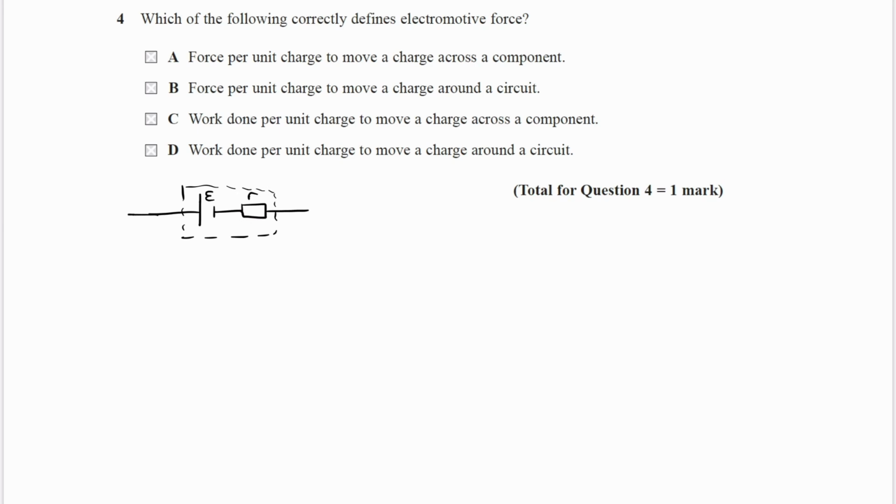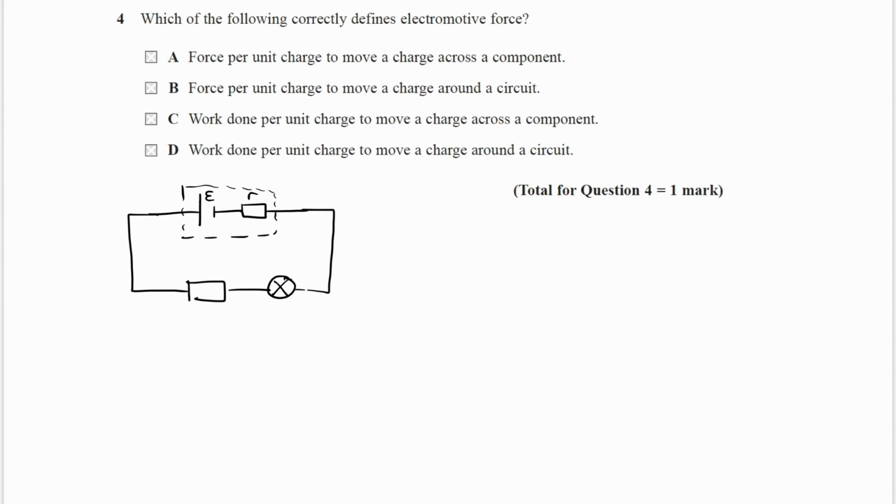And let's say we then attach that to some kind of, I'm going to put two components. Let's say we have a resistor and then a bulb. Okay, so there's three things I'm going to talk about. I'm going to talk about electromotive force, so EMF. I'm going to talk about terminal potential difference and then also potential difference.